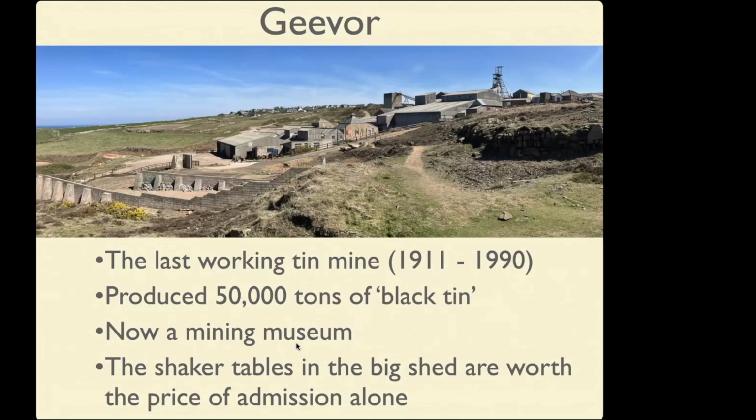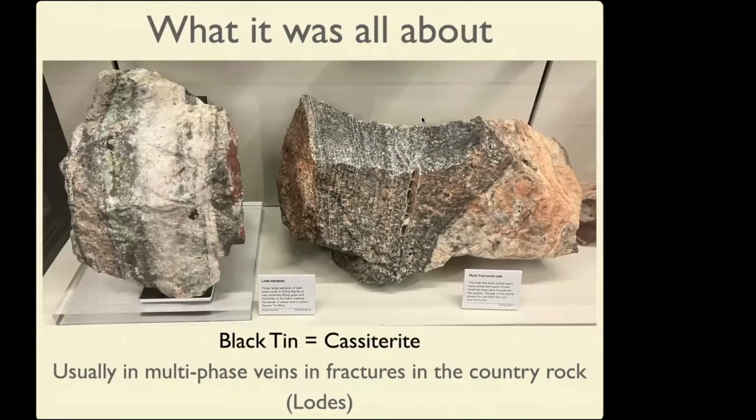But this big shed here is extraordinary, because when you get cassiterite, what does cassiterite look like? That's what cassiterite looks like. So this is the stuff you physically bring up to the surface. But clearly it's got a lot of other junk in with it. Rock, granite, you know, stuff you don't want.